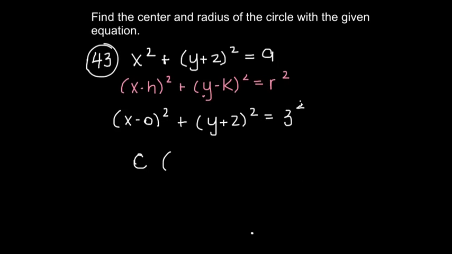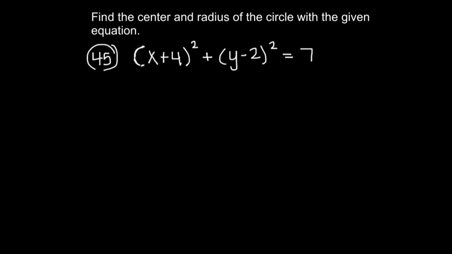We take the opposite. Well, the opposite of 0 is just 0. 0 doesn't really have an opposite. And because the y has a plus 2, the opposite of that would be negative 2. The radius then is what's being squared. That would be 3.